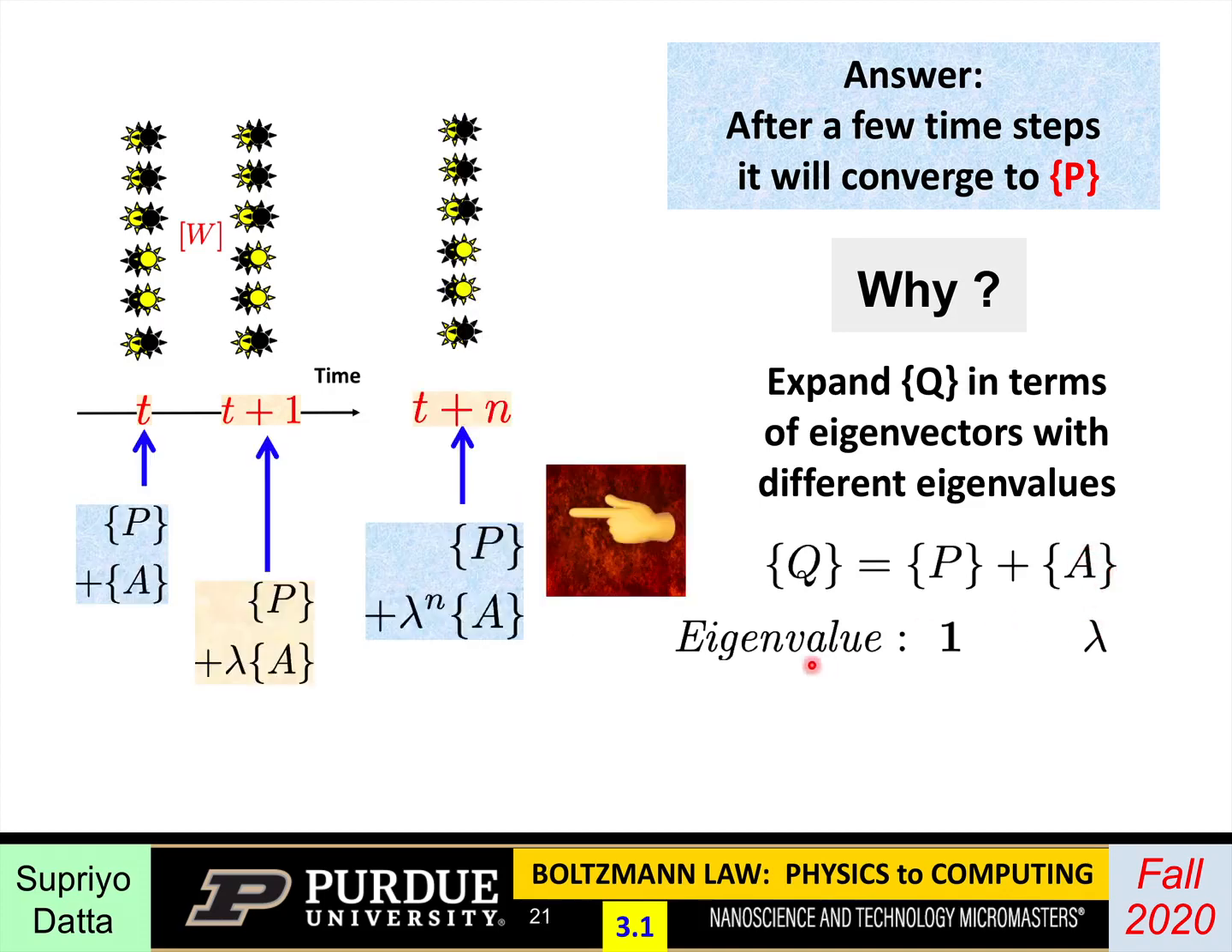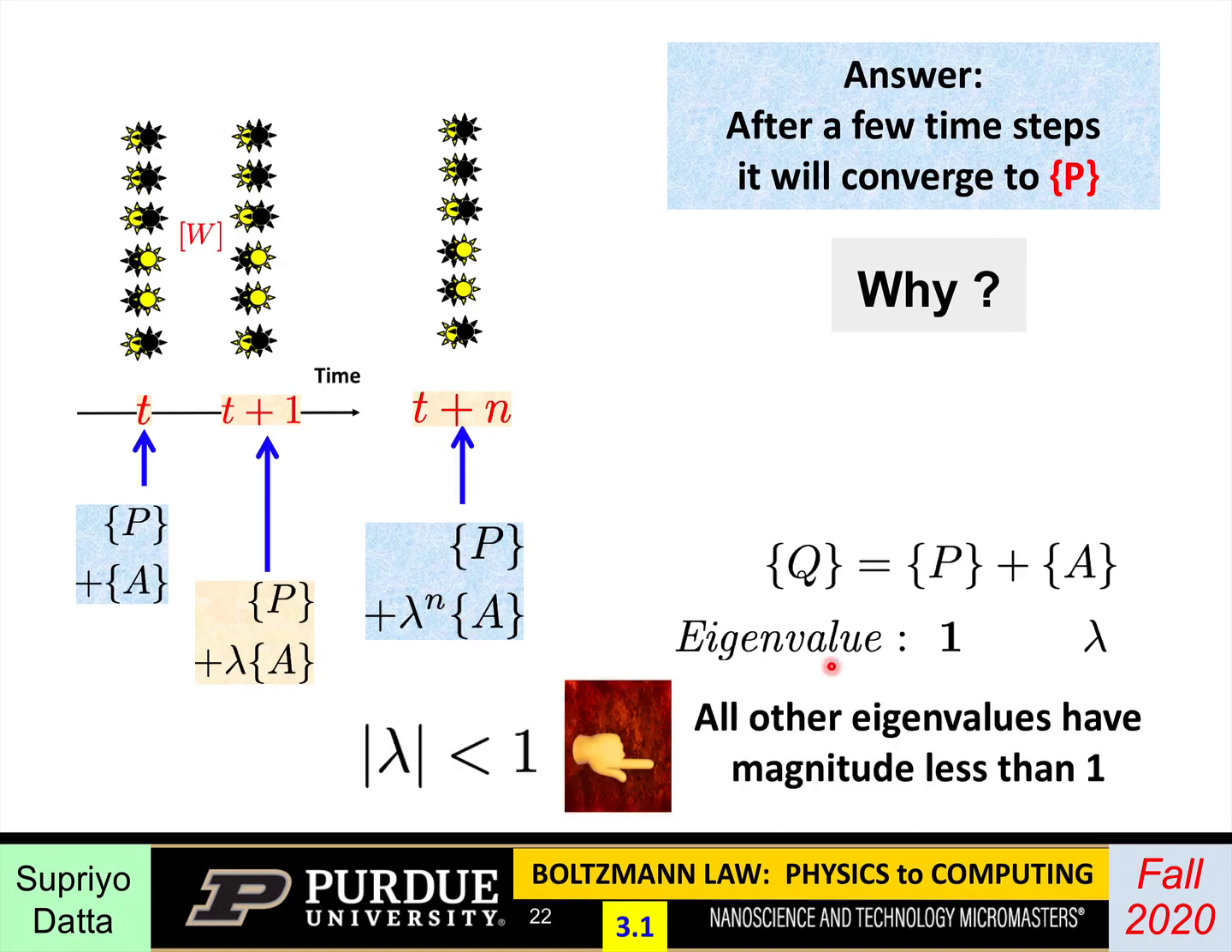Now, if at time t we have P plus A, then at time t plus 1 it will get multiplied by W, and W times P will give me P, but W times A will give me lambda A. Why? Because A is also an eigenvector of W, but with an eigenvalue lambda. And so every time I propagate one time step, the P stays P, but the lambda A part keeps picking up a factor of lambda. So after n time steps, I have P plus lambda to the power n A.